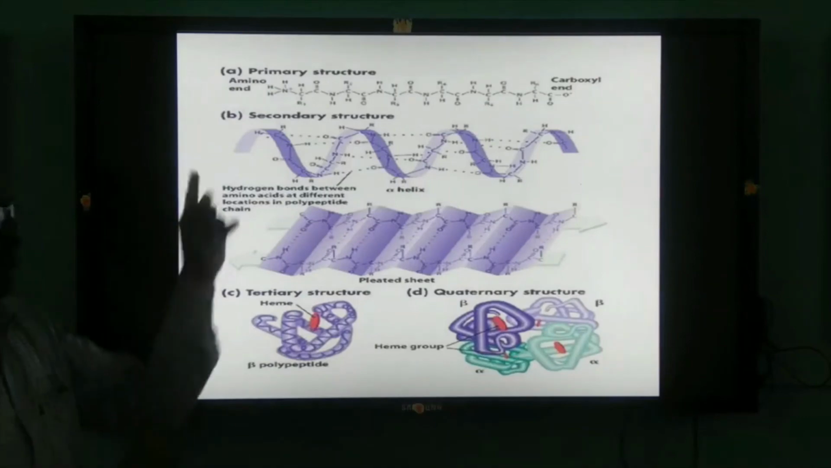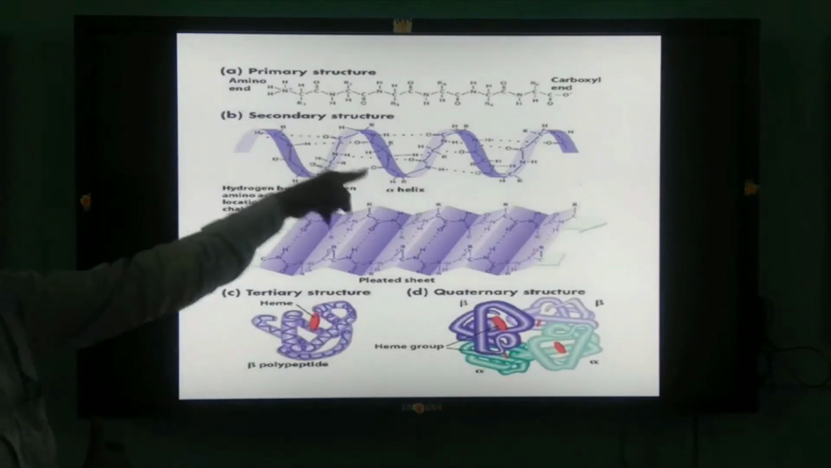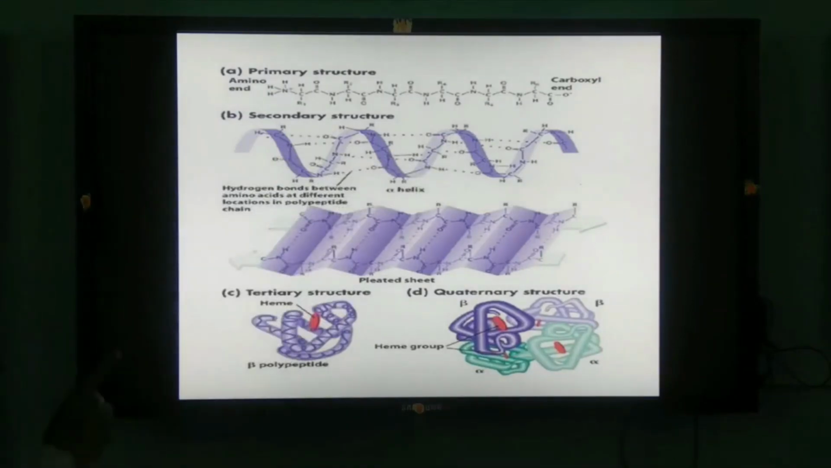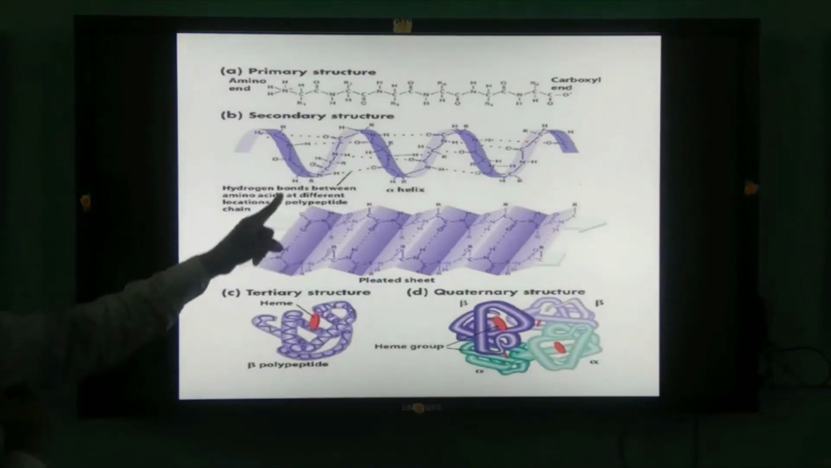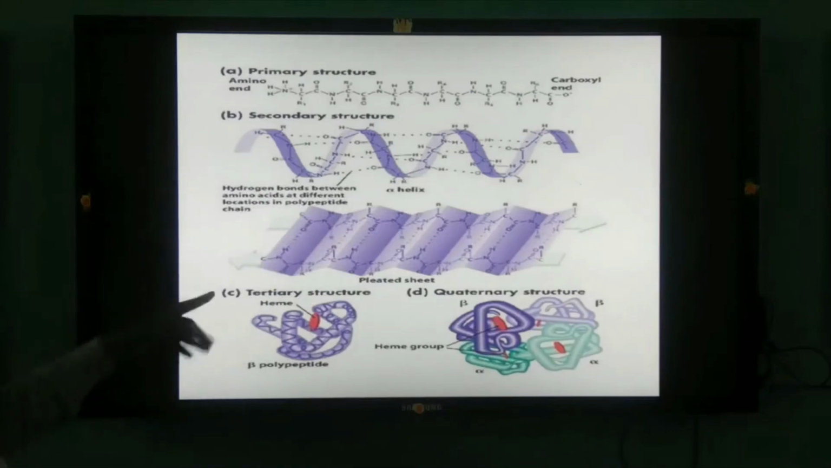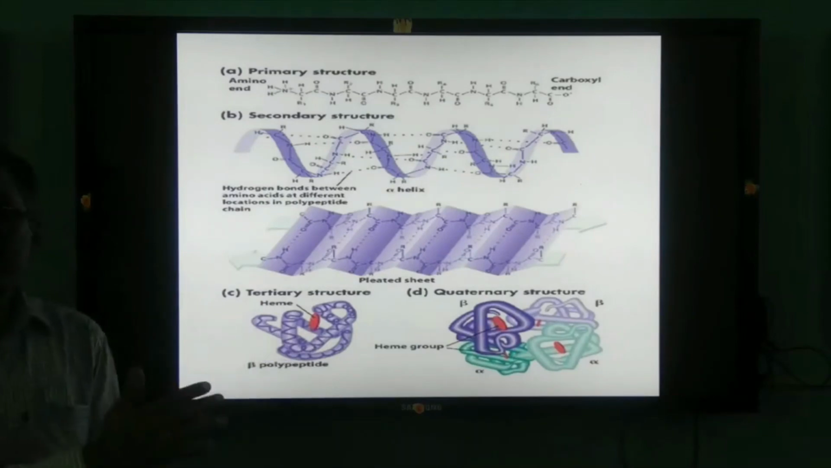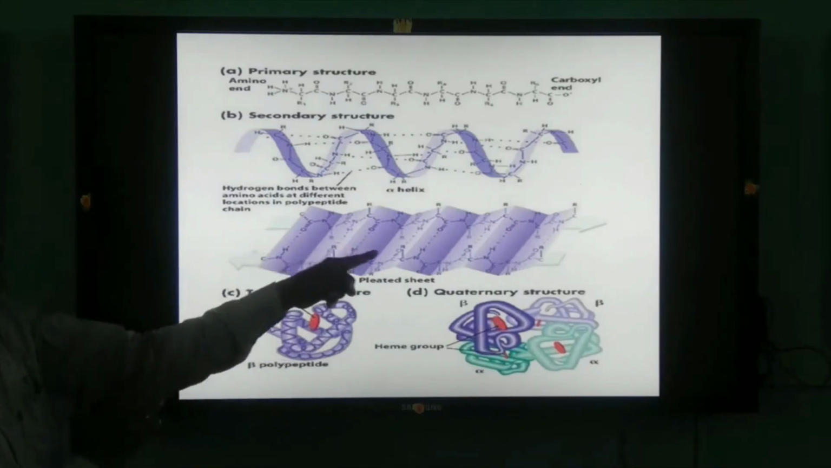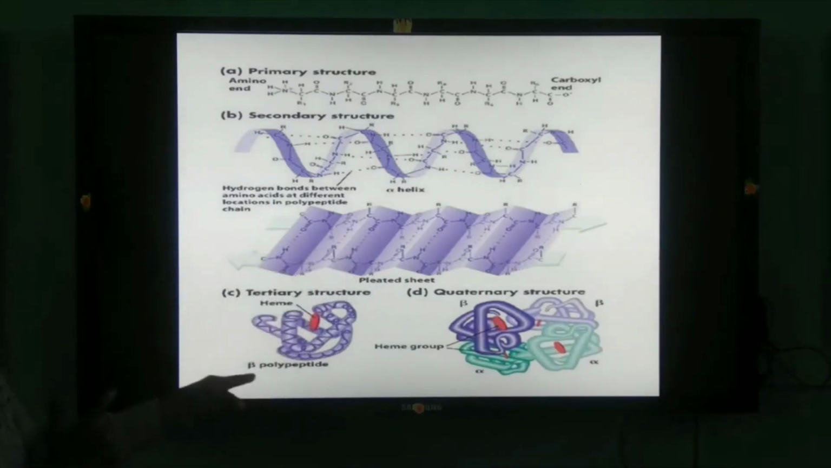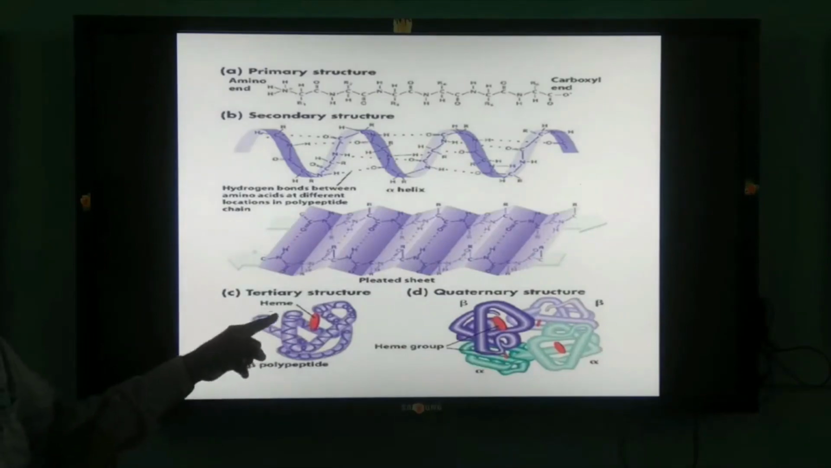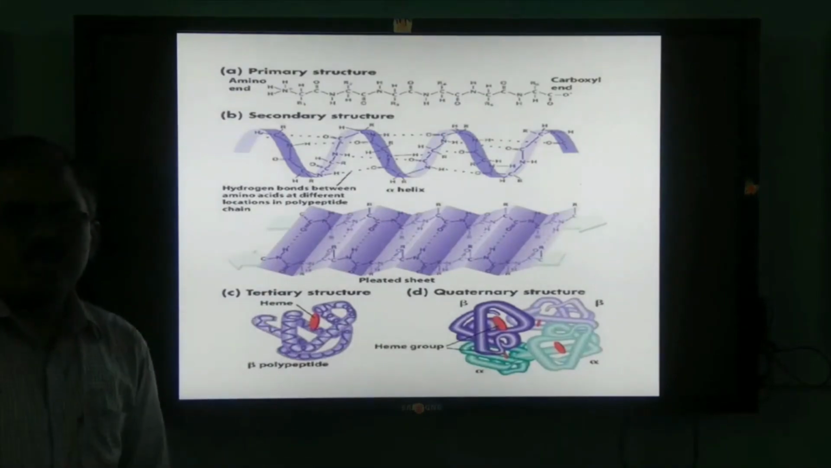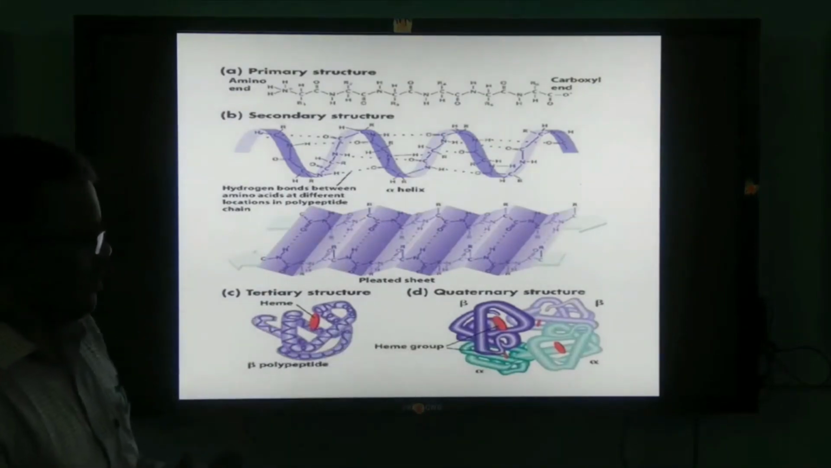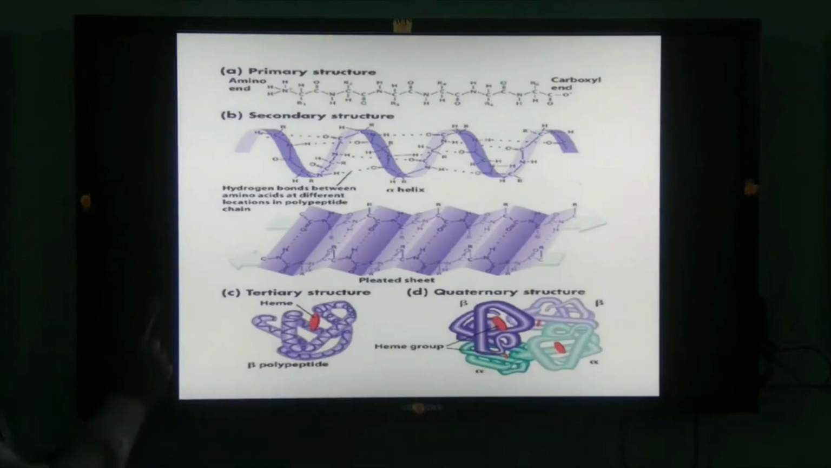Secondary structure means a helical structure, where we get NH bonds and OH bonds. This is a helix, the alpha helix. Tertiary structure means regular folding: how two secondary structures are folded together, resulting in a tertiary structure, where this is a beta. Whereas the quaternary structure means that more foldings result in the quaternary structure. So these are the structure types.